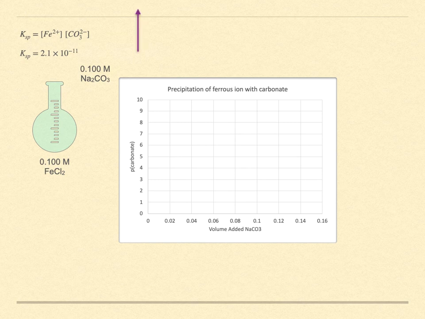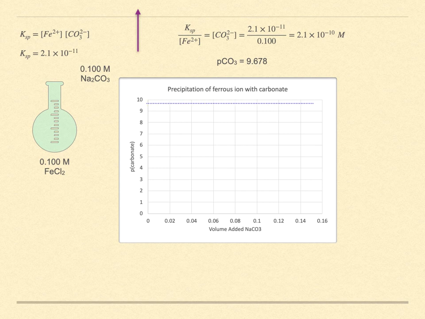The solubility equilibrium expression will determine the concentration of carbonate at which the iron will start to precipitate. When it increases from 0 to the nevertheless very small value of 2.1 times 10 to the minus 10 molar, which is a p carbonate value of 9.678, then iron carbonate precipitation will commence. So it starts at this level here. So when we add the tiniest portion of the tiniest drop of carbonate, the carbonate's concentration leaps from positive infinity down to the p carbonate value of 9.678.